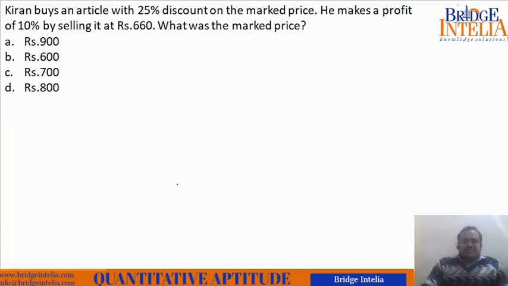Okay, let's see this one. Kiran buys an article with 25% discount on the marked price. He makes a profit of 10% by selling it at rupees 660. What was the marked price? So let us see. There was a marked price.